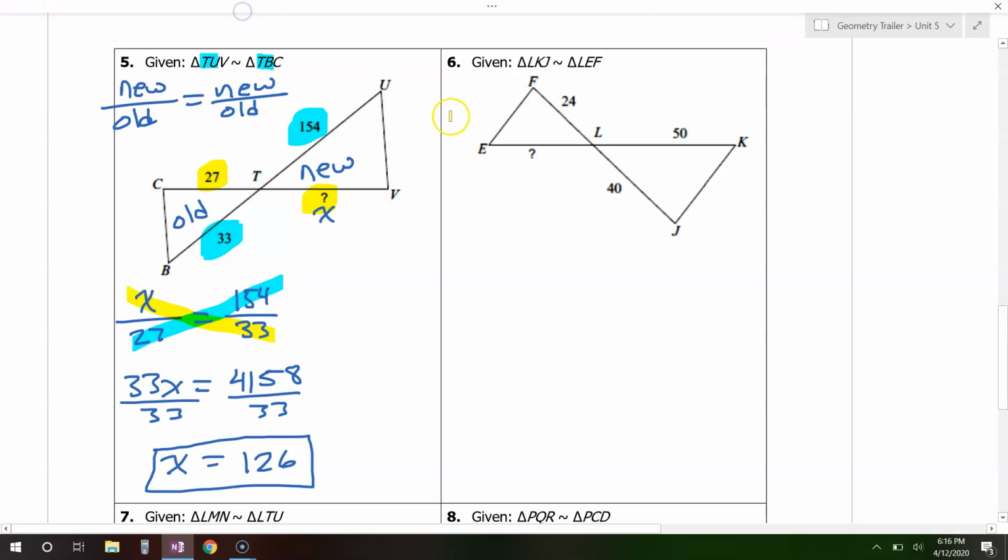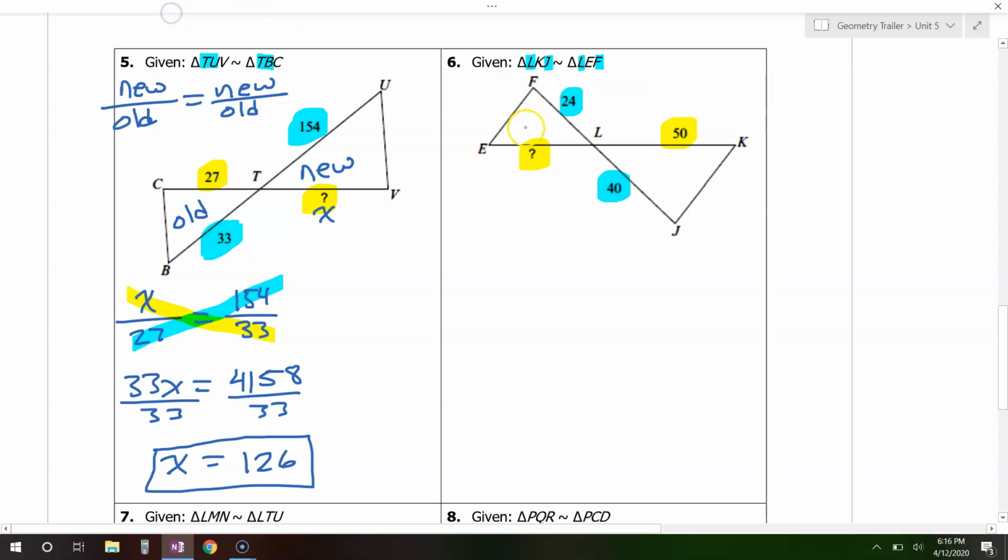Let's do it again. Having so much fun. So here's my question mark. That's EL. So here's EL right here. That's going to correspond with KL, which is right here. So those are corresponding. Okay, we have this 24. That's FL. Hold on, I forgot to erase my yellowness. FL. That's the beginning and end over here. So that's going to correspond with LJ. All right, and here's LJ right here. Boom, so they correspond.